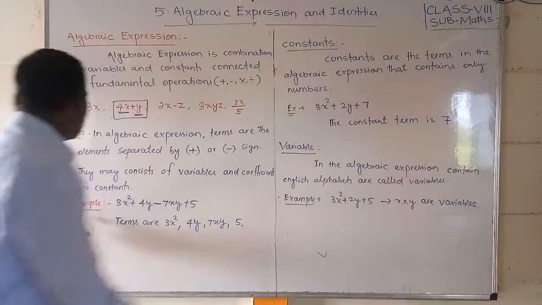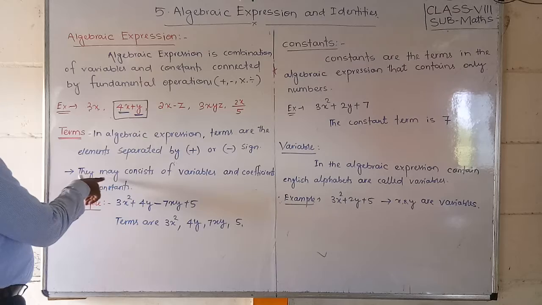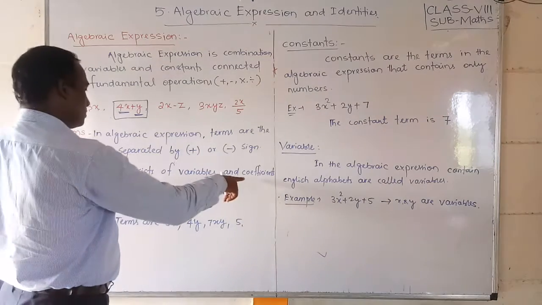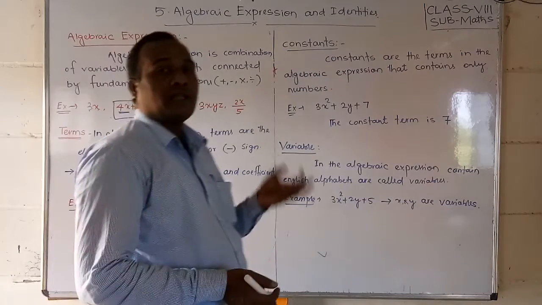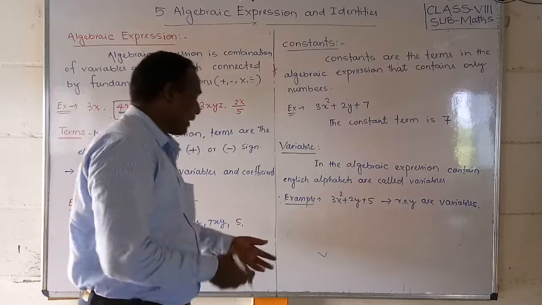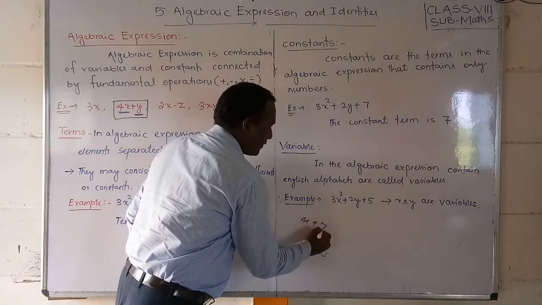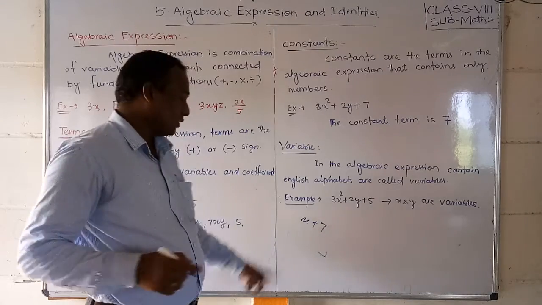Next example, students, observe here. I have written that terms may consist of variables and coefficients or constants. They may be only variables, or only constant terms, or variable and constant, whatever it may be. I wrote here, suppose, x plus 7. So this is one term, this is also one term. This is a variable term.